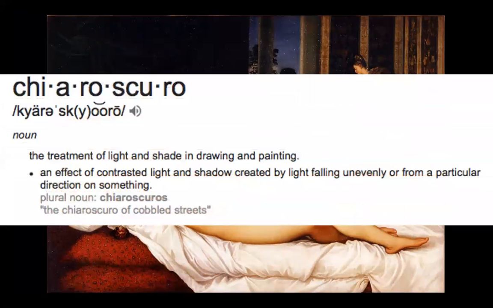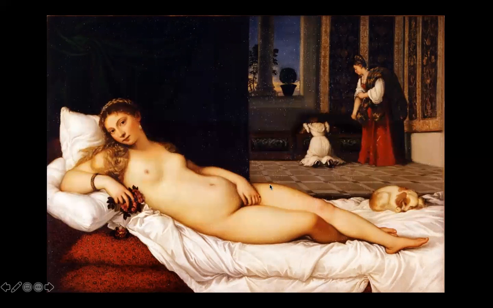All right, we do need to know the word chiaroscuro. Remember, that's Italian for modeling or shading. It means the treatment of light and shade in drawing and painting. So that use of chiaroscuro, he's not outlining the contours. He's not putting a line. He's blending and shading, giving the body volume and mass.